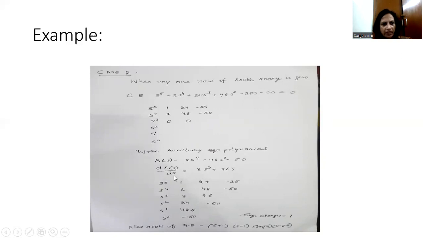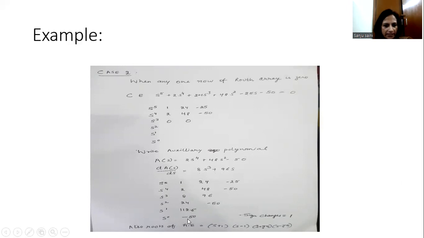Then we'll take the derivative of the auxiliary equation. So it will be 8s^3 plus 96s. This derivative will be replaced over here. So for s^3, earlier we had 0 and 0. We have written the auxiliary equation corresponding to this row, then we have taken its derivative. Then the entries we get in the derivative are written over here, 8 and 96. Then we'll complete the Routh array and look at the sign changes.